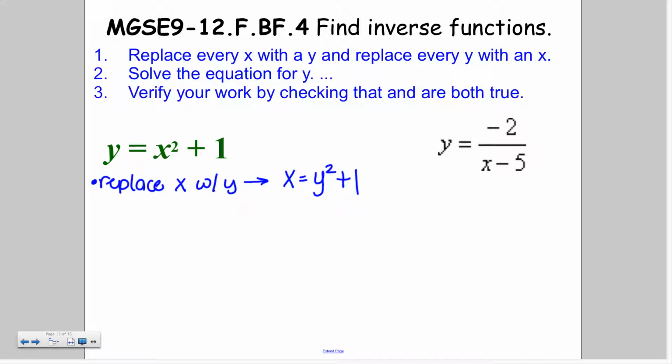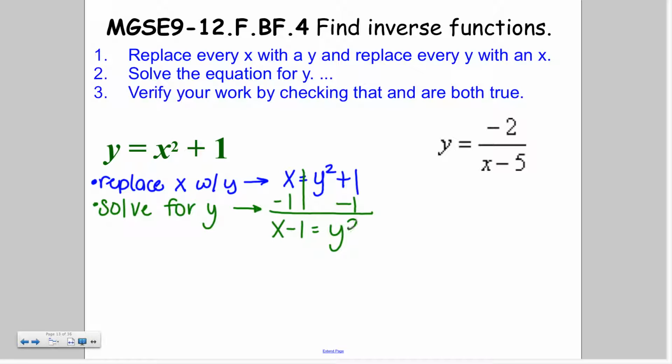All right, the next thing we're going to do is solve for y, so we have to get y by itself. This is just moving everything over like we've always done. The first thing we need to do is subtract 1 from both sides. It's going to give us x minus 1 is equal to y squared.